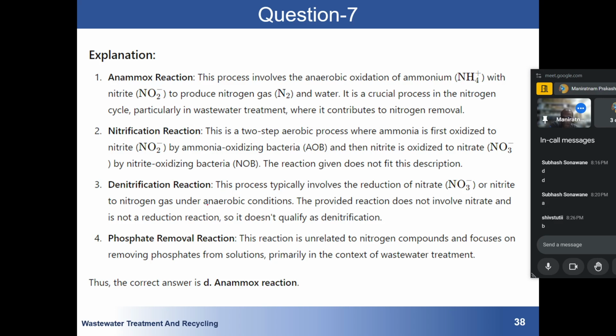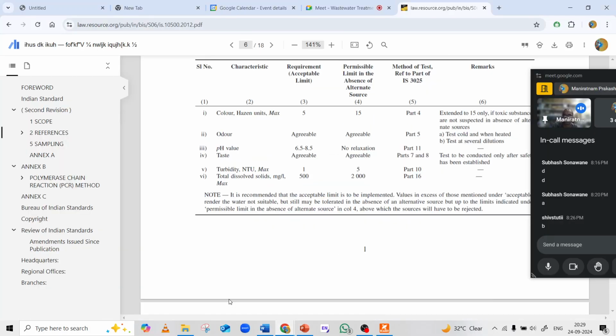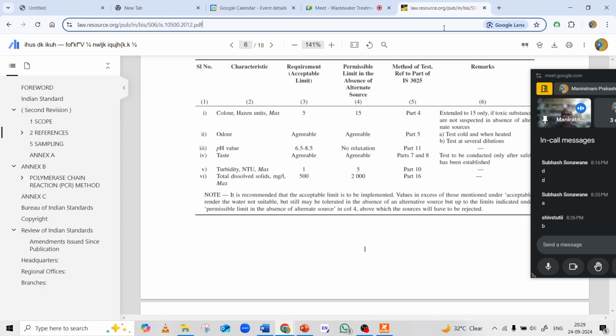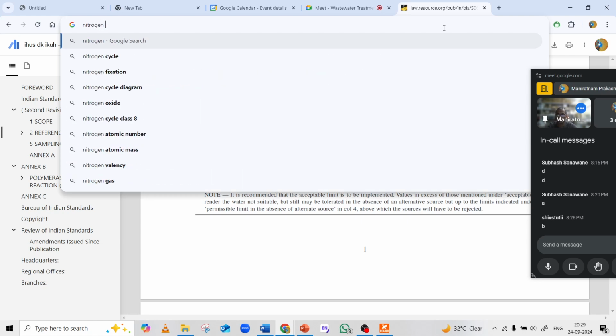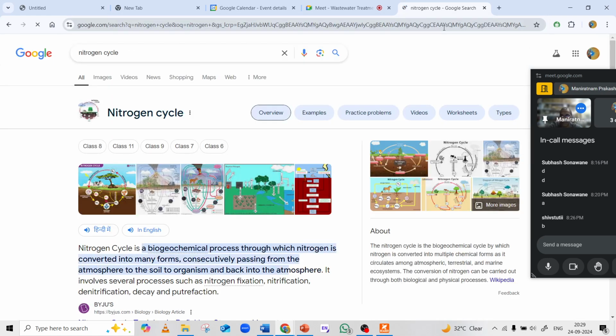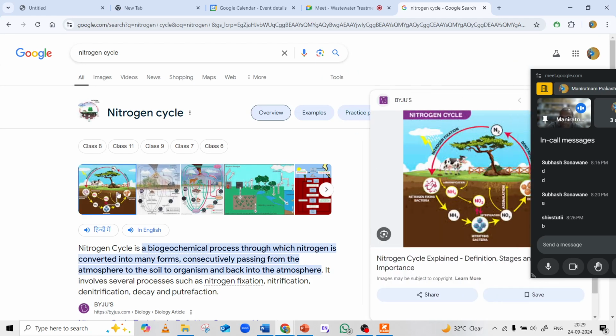So remember this. There is one nitrogen cycle. I will show you this nitrogen cycle. There you can see in great detail the nitrogen cycle. Here you can see nitrification and denitrification.